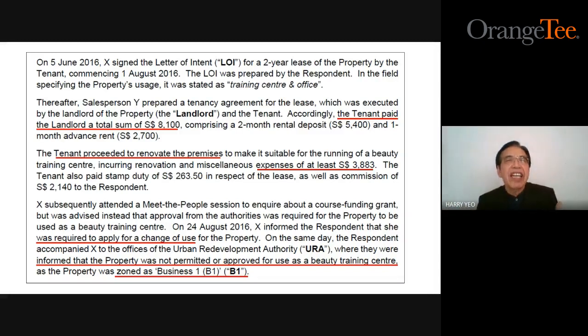B1 is a factory. Hey, agent, a factory is for warehouse and manufacturing. The 60-40 rule applies, you know. How can you rent a factory to run a beauty school? Where did you get your training? The client has already paid how much? $8,100, plus $3,800 renovation. How?